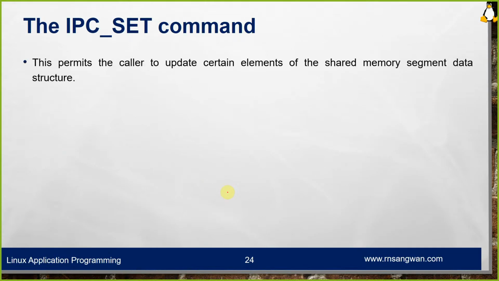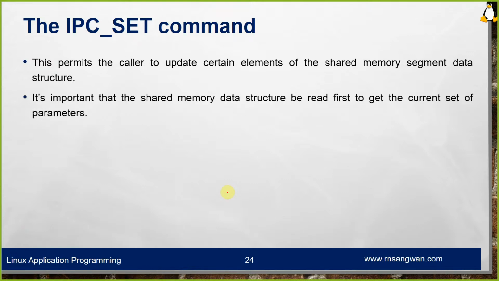IPC_SET command permits the caller to update certain elements of the shared memory segment data structure. It's important that the shared memory data structure be read first to get the current set of parameters.